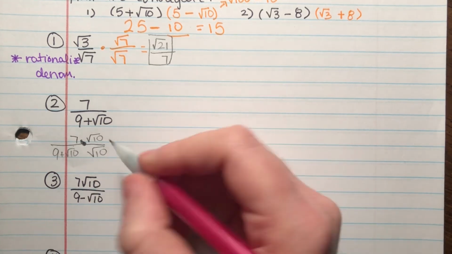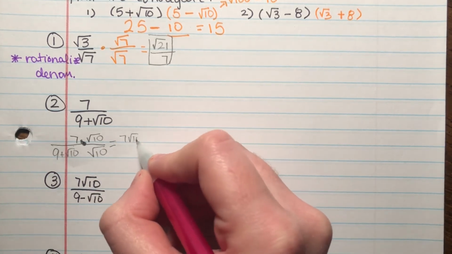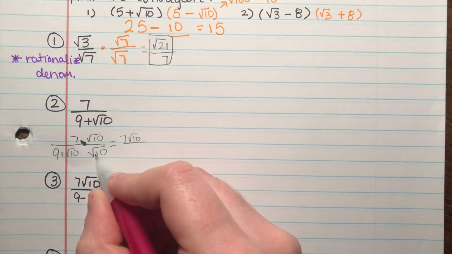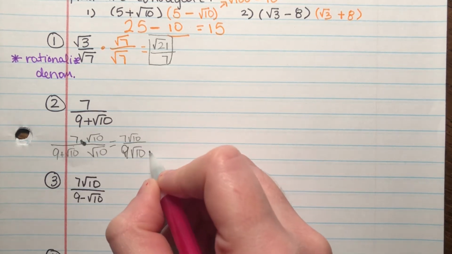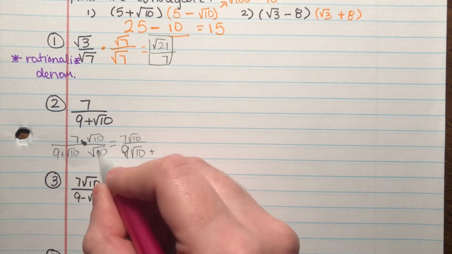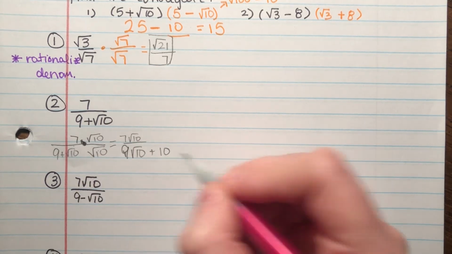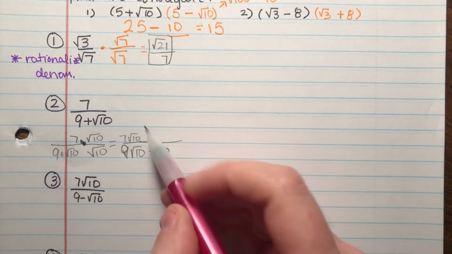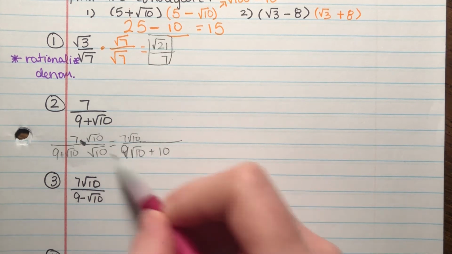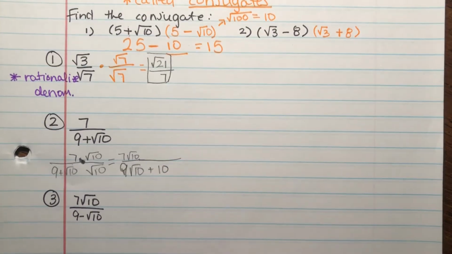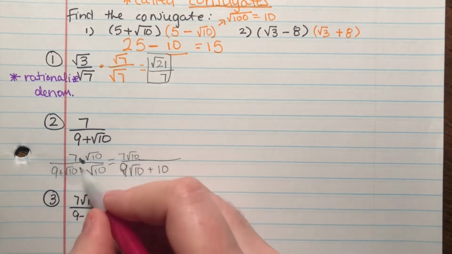So if I tried this, I would have 7 square root of 10 over, so square root of 10 times 9 is 9 square root of 10. And then square root of 10 times square root of 10 is 10. Uh-oh, I still have a radical in the denominator. So this method I used for dividing monomials here isn't going to work.